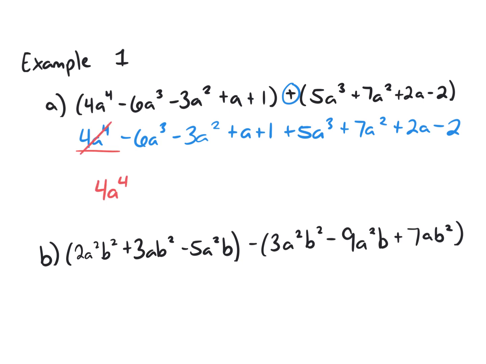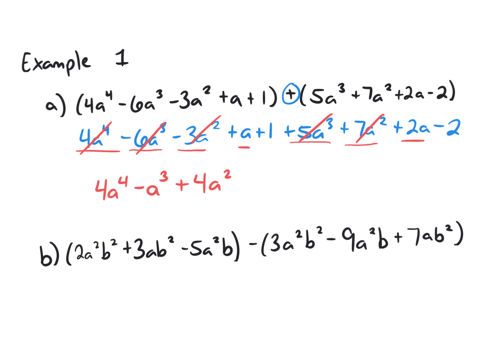Okay, what else? You can do negative 6a to the third and 5a to the third. Yep, what do I get when I combine those? Negative 1a to the third. Okay, what about negative 3a squared? Negative 3a squared plus 7a squared is 4a squared.